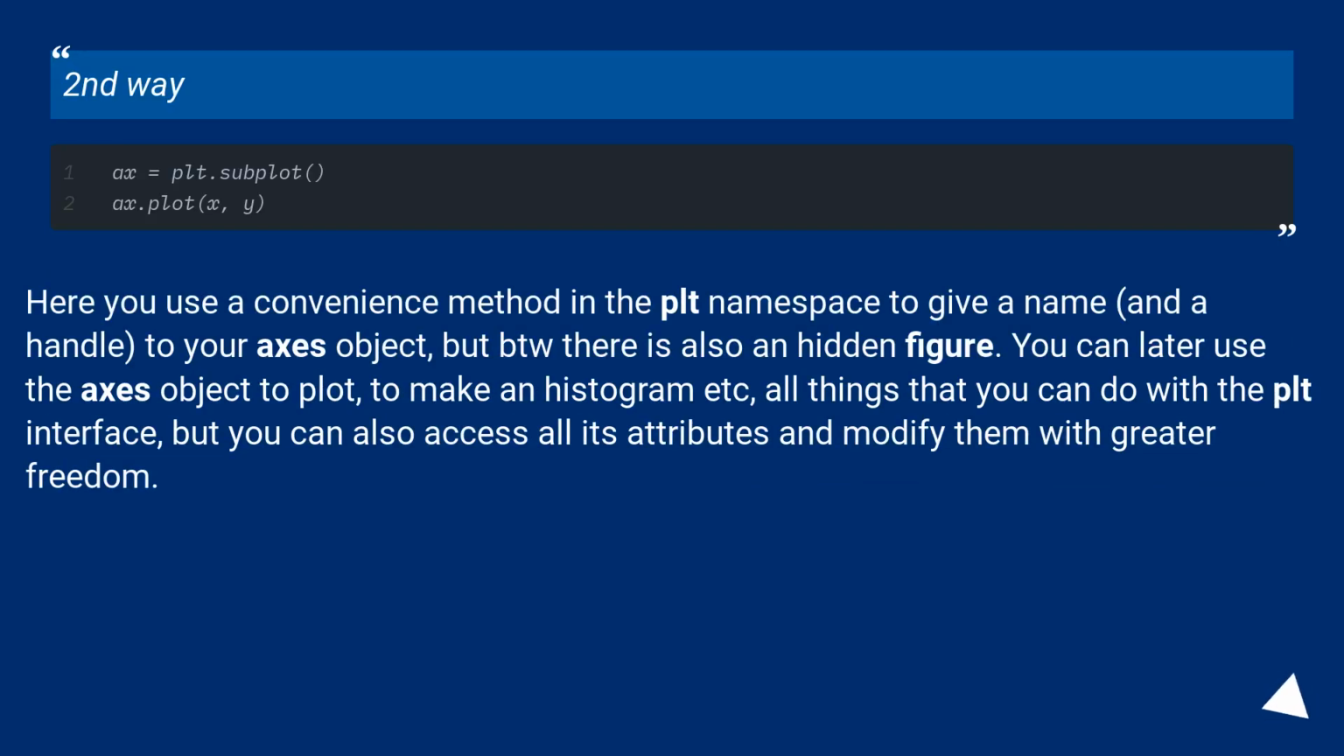Second way. Here you use a convenience method in the PLT namespace to give a name and a handle to your axis object, but BTW there is also a hidden figure. You can later use the axis object to plot, to make a histogram, etc., all things that you can do with the PLT interface, but you can also access all its attributes and modify them with greater freedom.